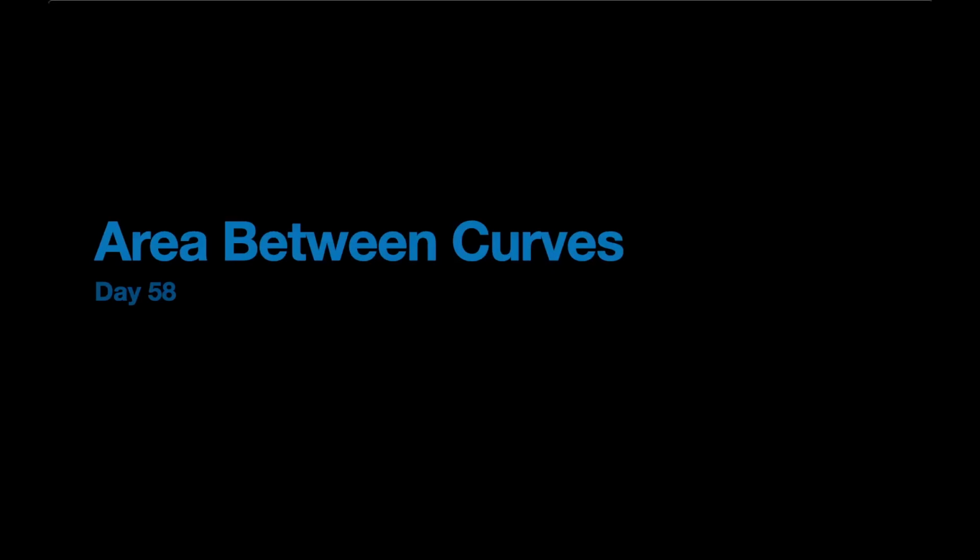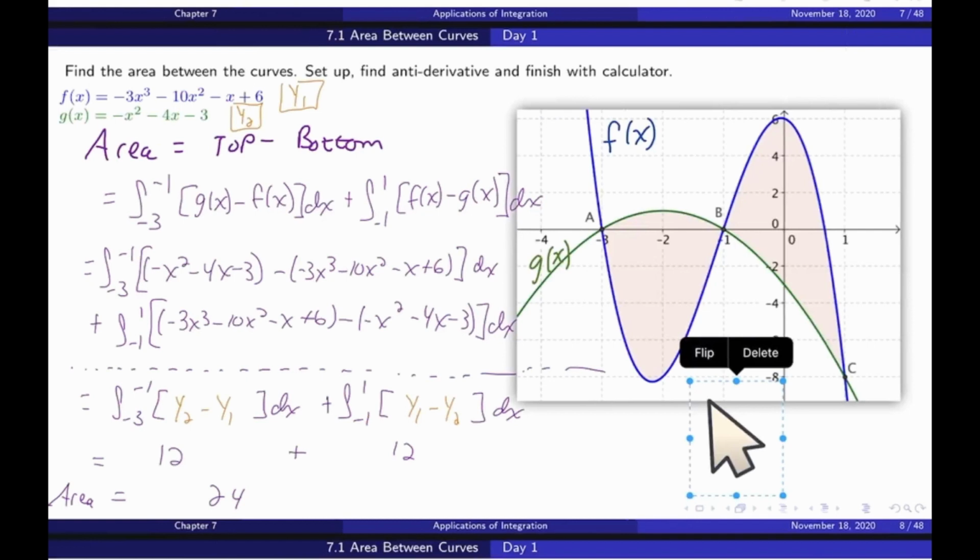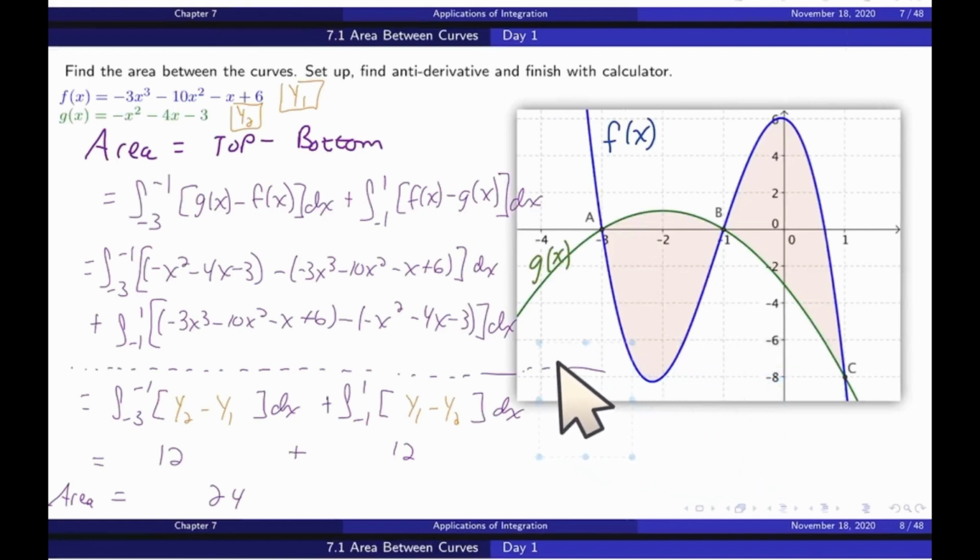Here are the notes for day 58. The title is Area Between Curves, and what we're looking at is plotting a couple functions and finding the area between them, just as the name implies.